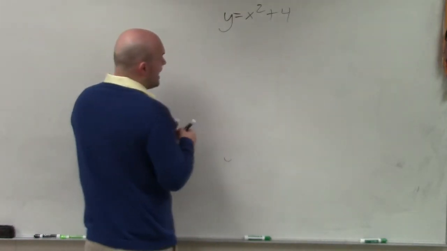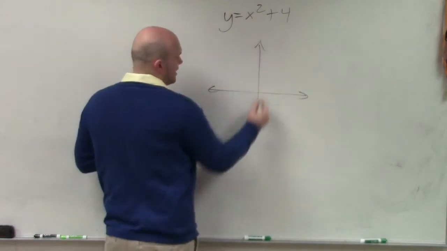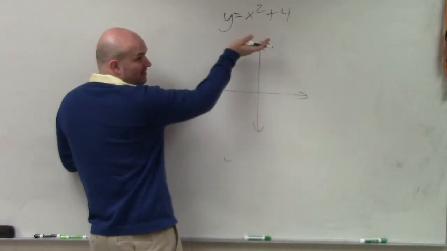So basically, if the original vertex is at 0, 0, right? I'm just shifting it now. I'm just taking the whole graph up 4 units.